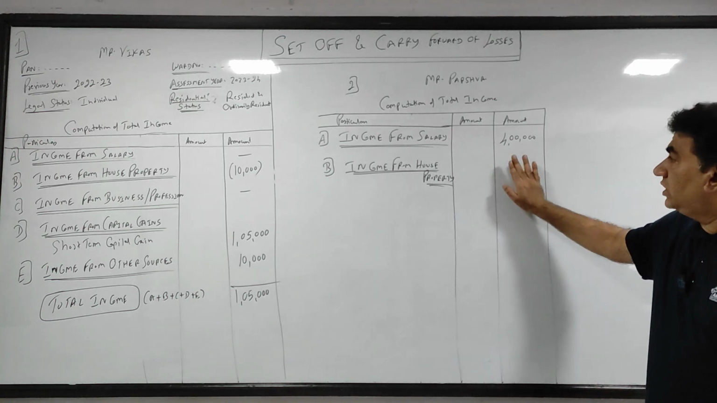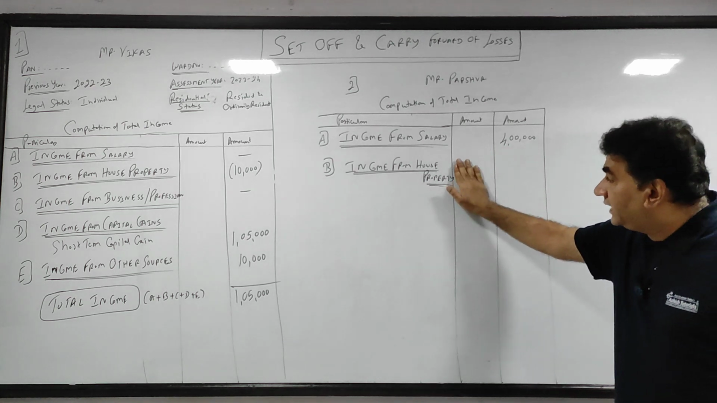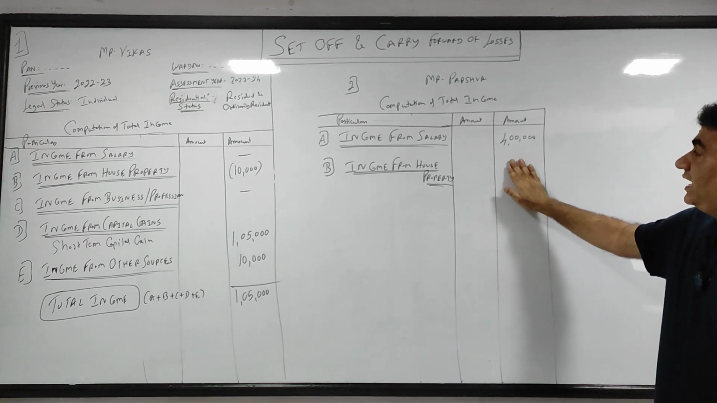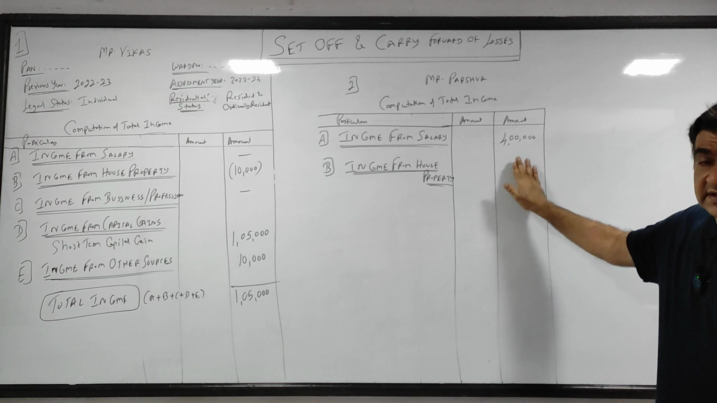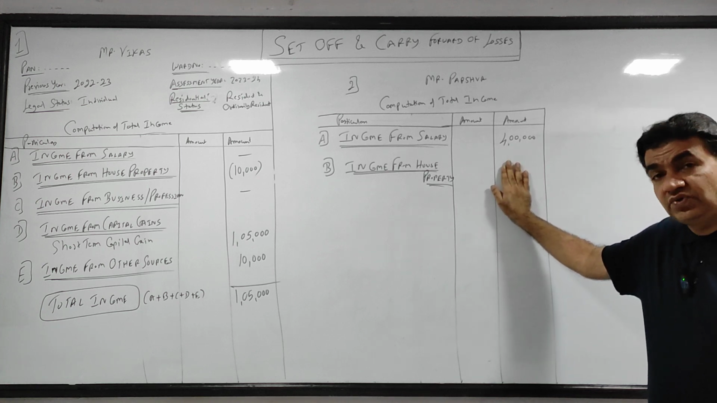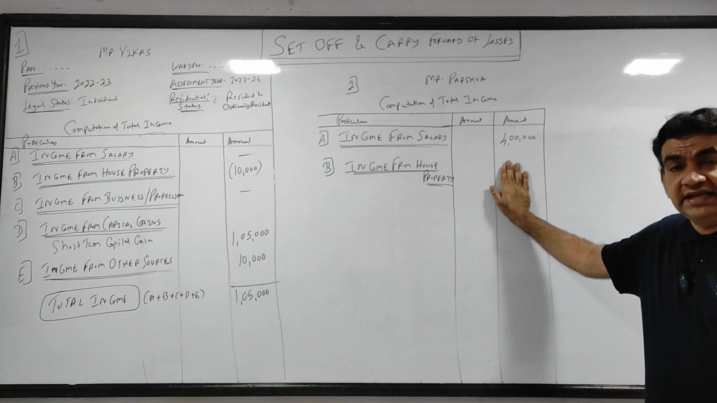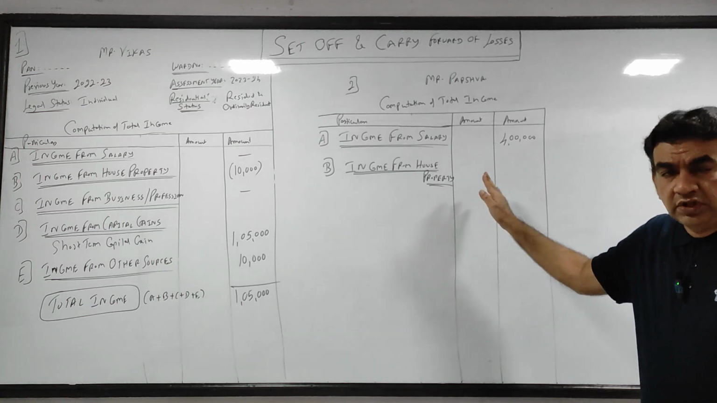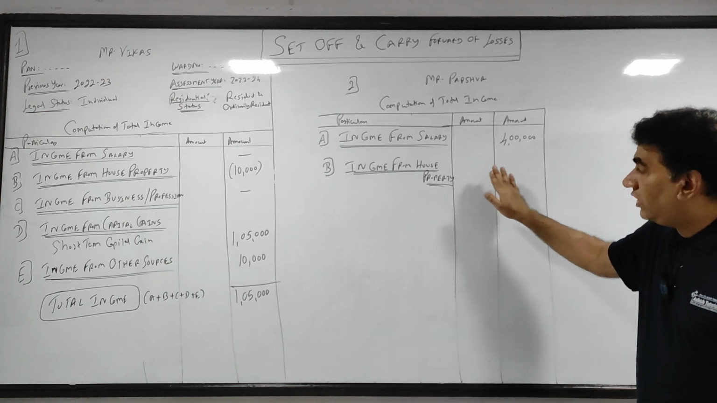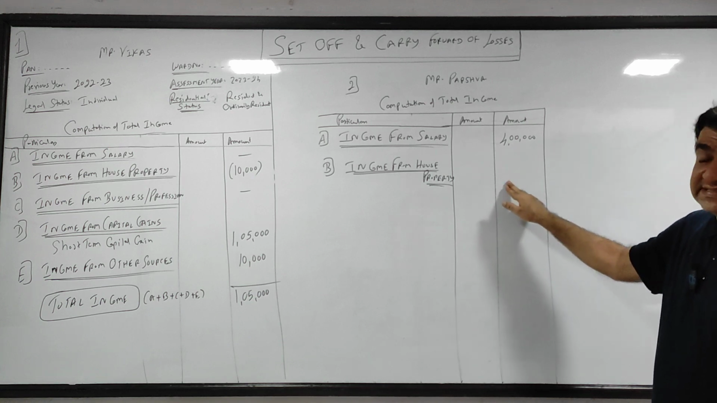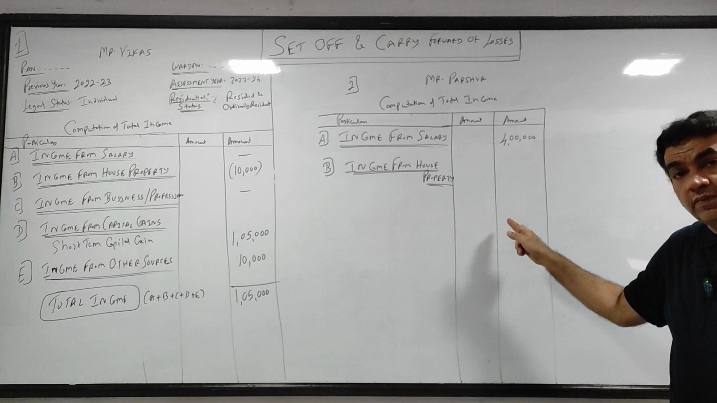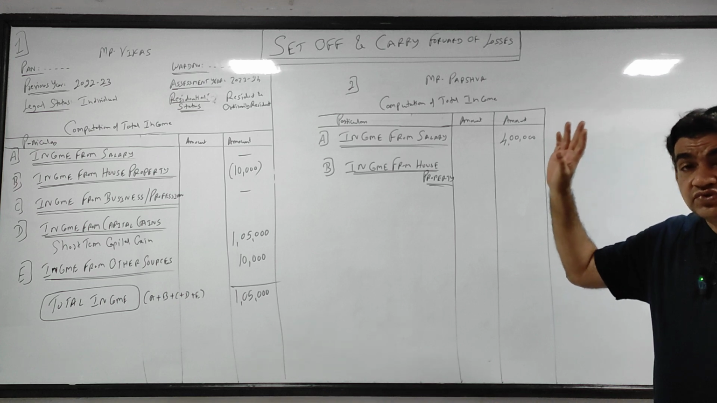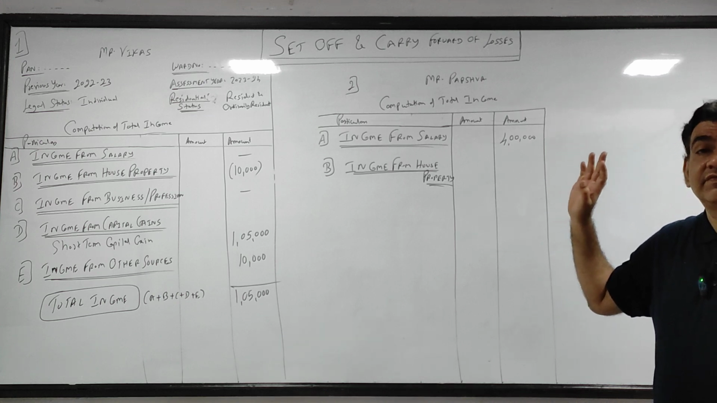A particular loss you will write outside only if it can be set off against any of the heads. Now, house property ka loss, as I told you, you can set off against any income. There is one exception which will come later on, that is applicable for all the heads, not for house property. So this house property ka loss, I can set off against salary income, against any heads, except when it comes to speculative income, because that will be fully taxed.